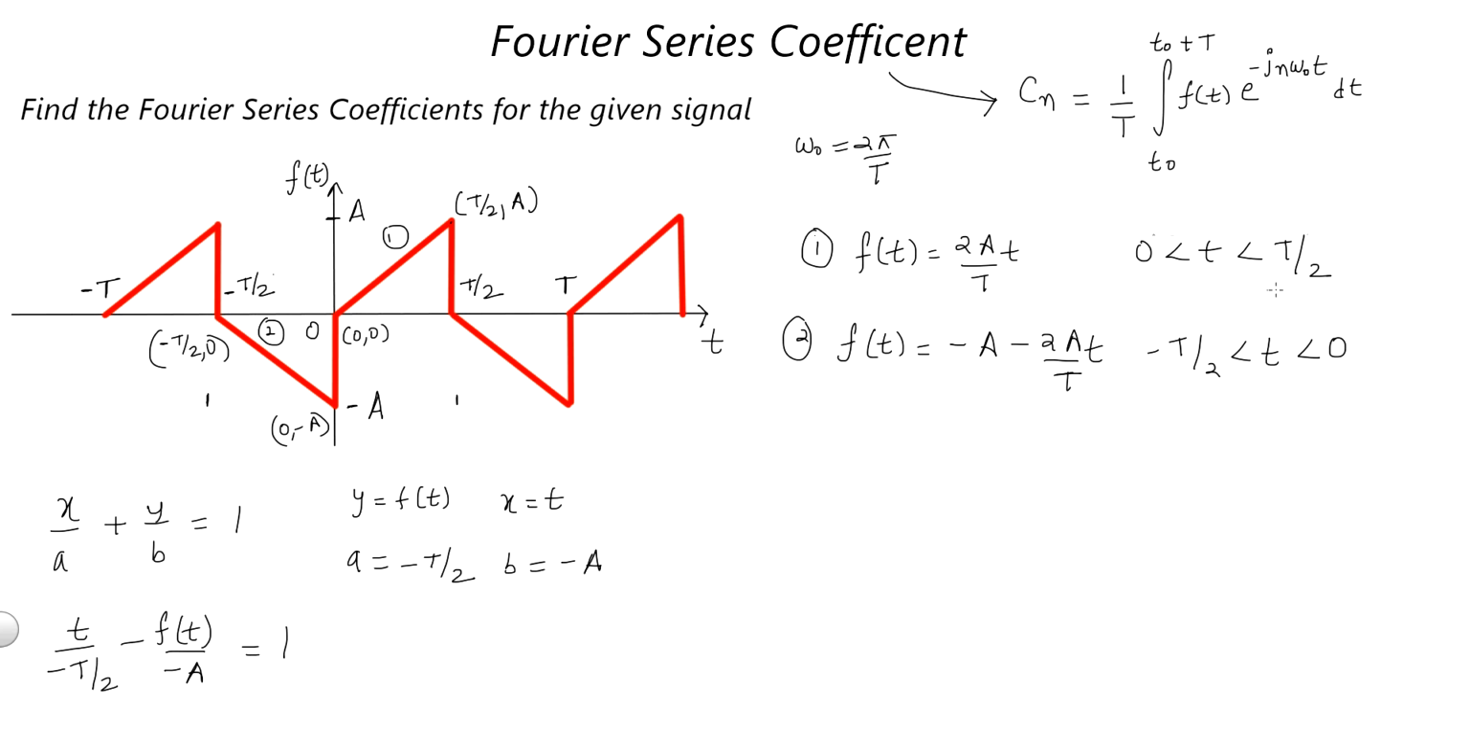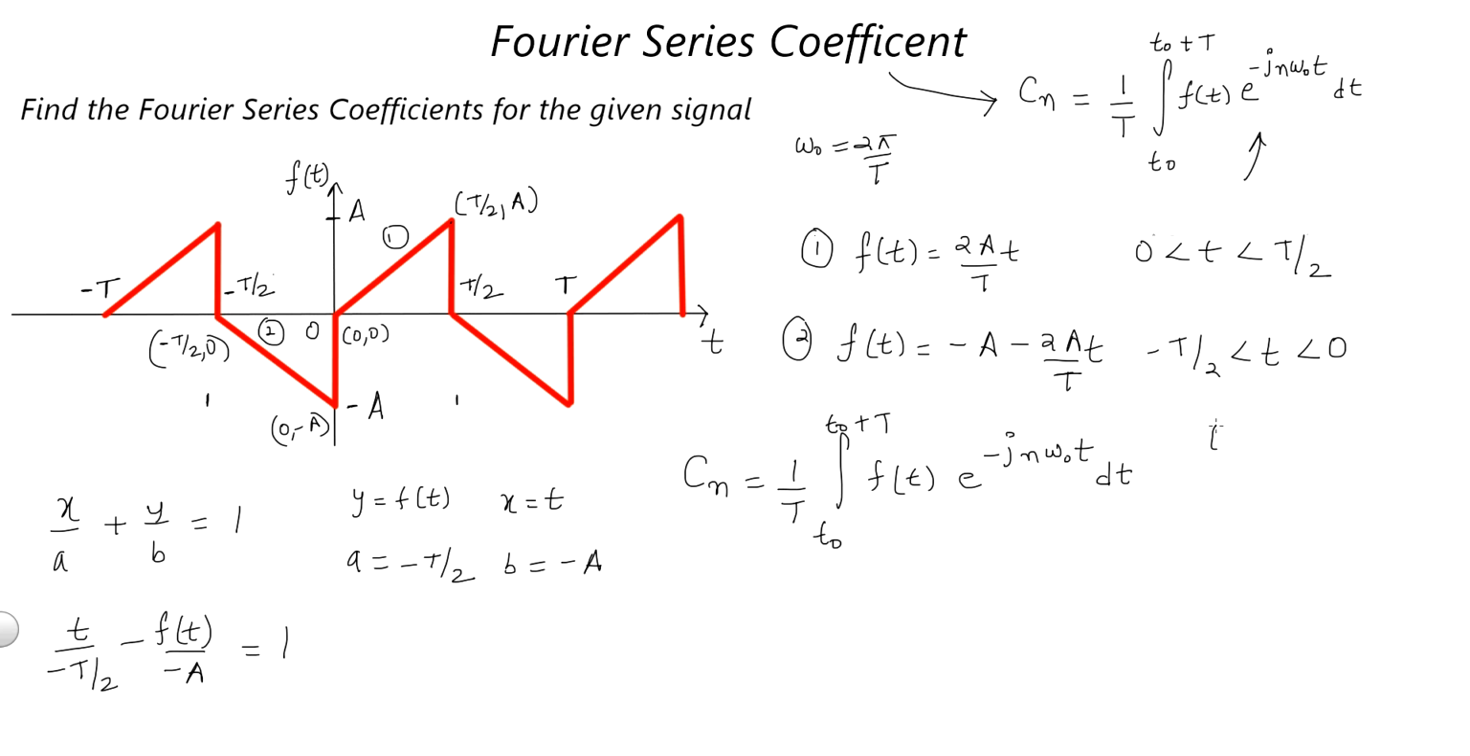Okay, from 0 to T by 2 we get this equation, and from minus T by 2 to 0 we get this equation. Now putting the value of f(t) in this equation to find the Fourier series coefficient. Okay, so Cn is equal to 1 by capital T into the integral of f(t) into e to the power minus j n omega naught t, integrating from t naught to t naught plus T.